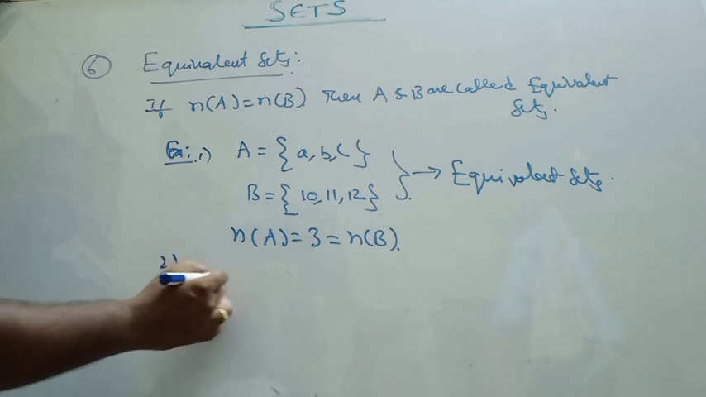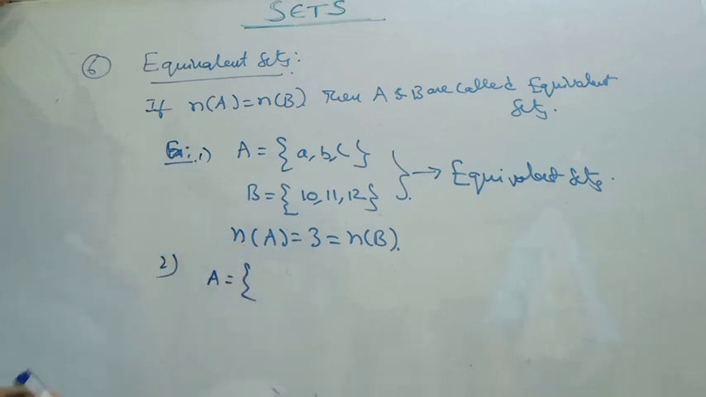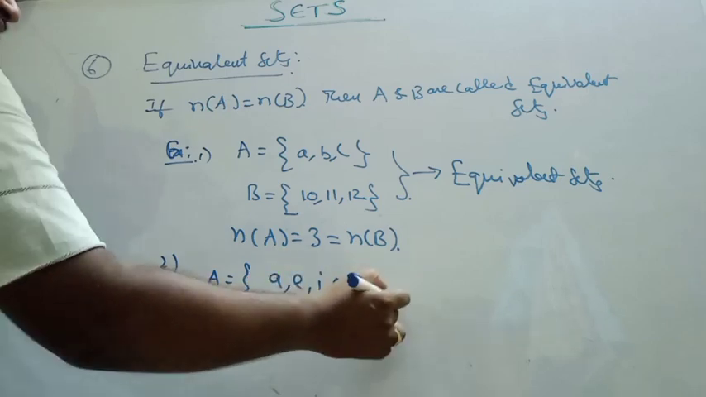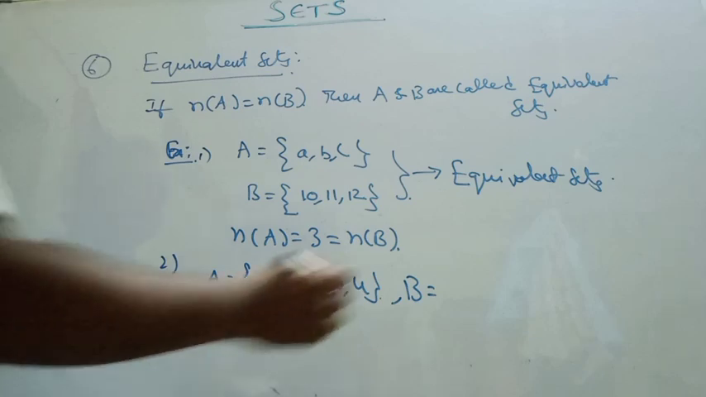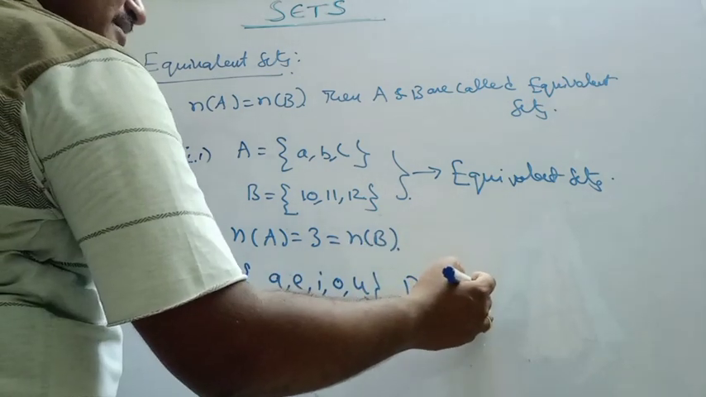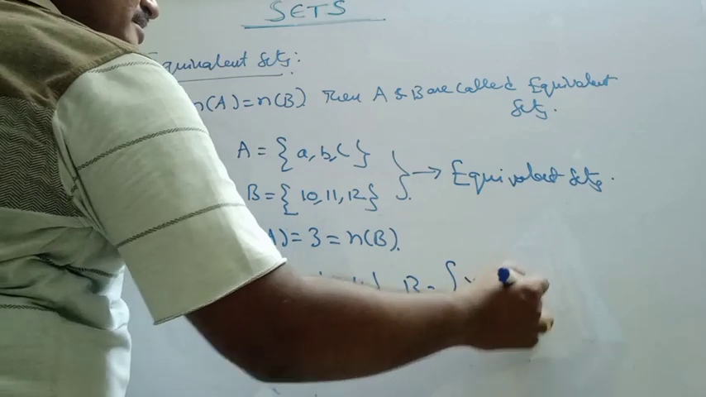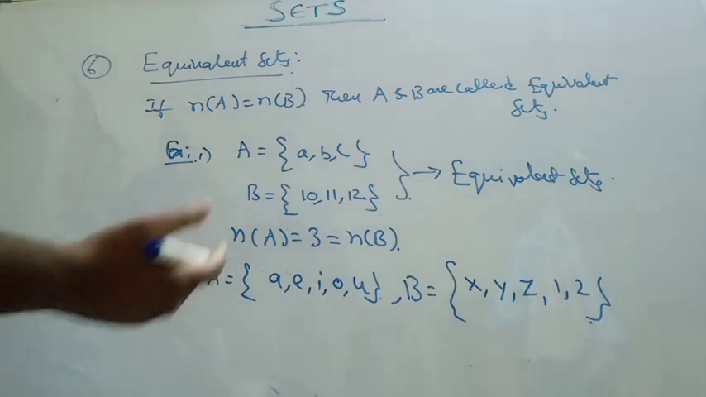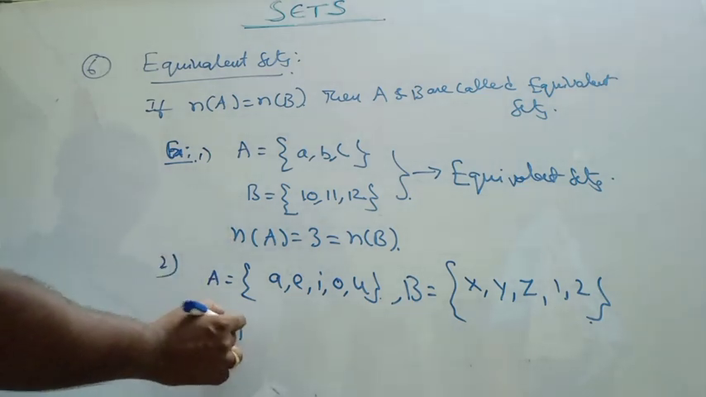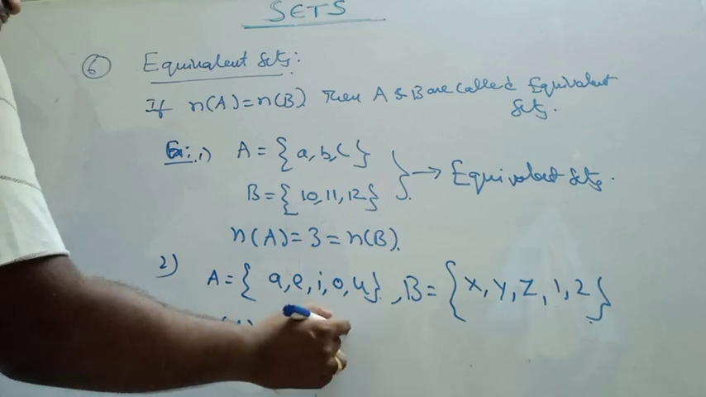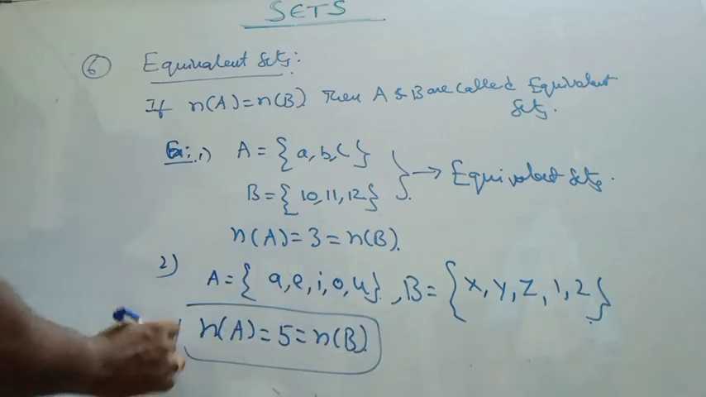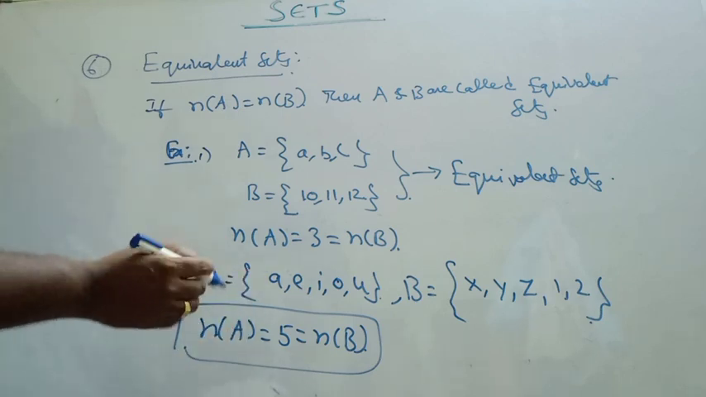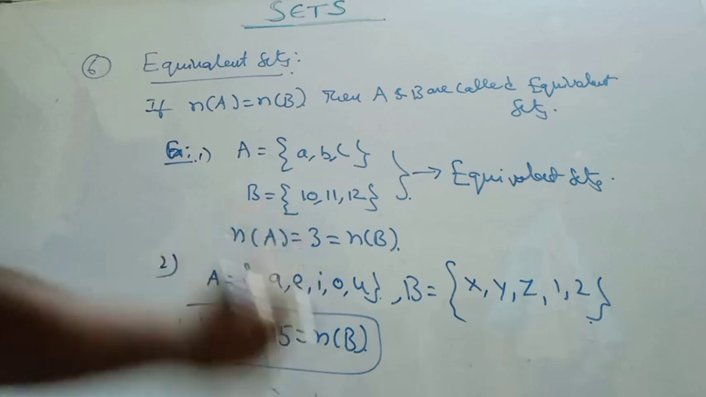Set A is {a, e, i, o, u}, and set B is something like {x, y, z, 1, 2}. These are the elements. Now n of A is equal to 5, that is equal to n of B. Therefore, these both are called equivalent sets, because both have the same number of elements, which is 5.